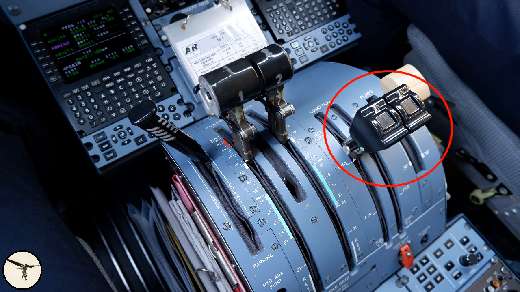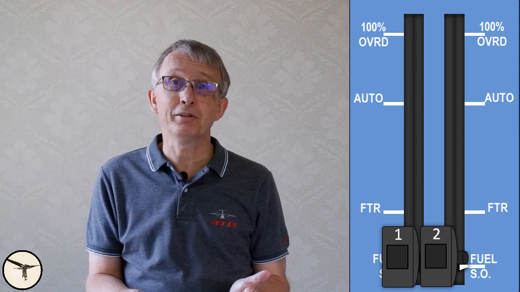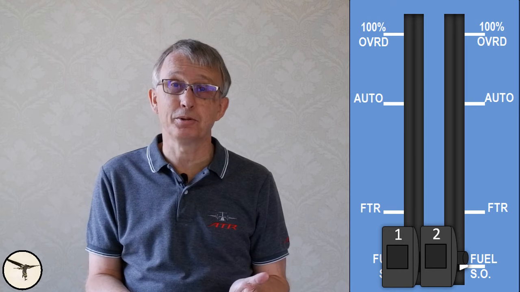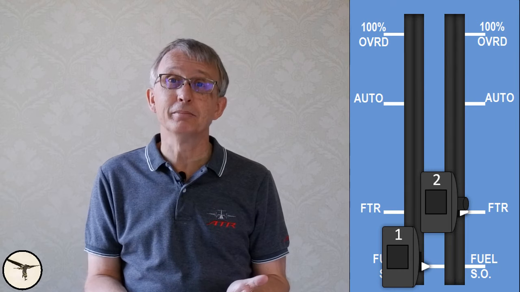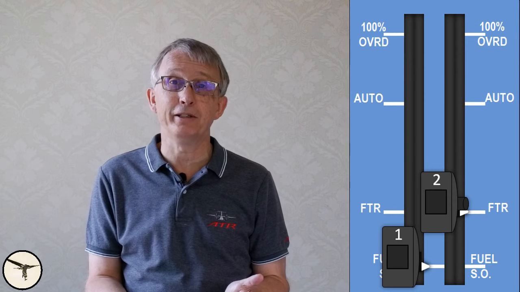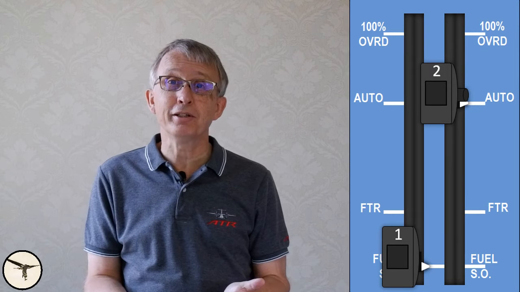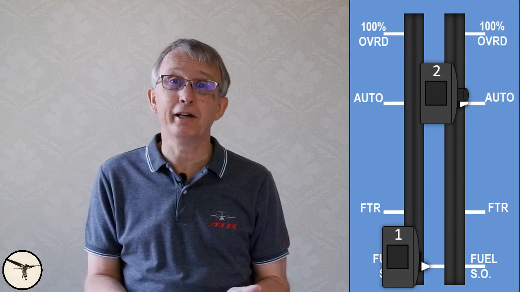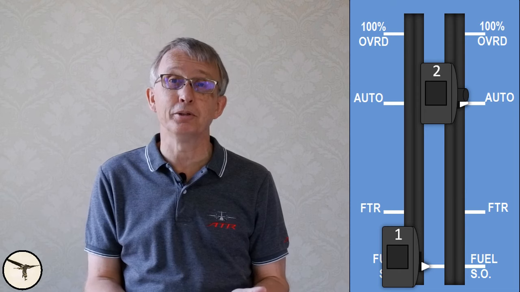On the pedestal, we have the condition levers. In the fuel shutoff position, the fuel shutoff valve is closed. In feather position, the engine is running with the propeller feathered. In auto position, which is used for taxi and flight, the propeller RPM is controlled automatically.